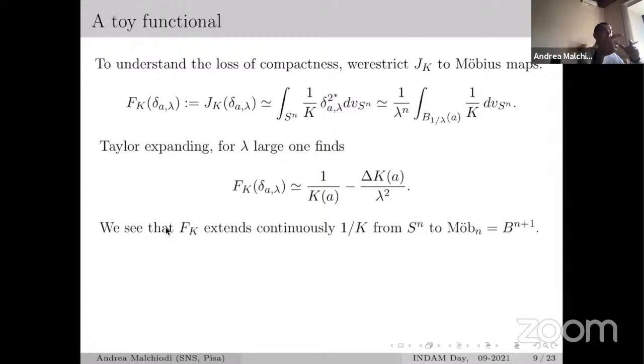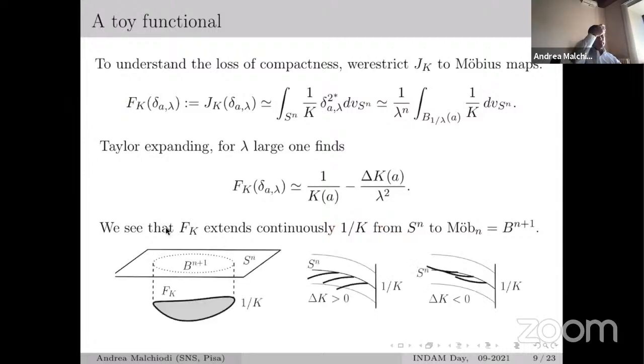Since Möbius maps are parametrized by the center of mass, which is in the unit ball in n+1 dimensions, and since when the bubbles are exploding, so when λ goes to infinity, the center of mass is approaching the boundary of the ball, we can think of this toy function as an extension of the function 1 over k, which is only defined on S^n, to the interior of the ball. You can describe this extension when you approach the boundary radially. We saw that when you approach radially the boundary, this toy function behaves like 1 over k. By this Taylor expansion, if the Laplacian of k is positive, it means that you are approaching it with increasing normal derivative. But when the Laplacian is negative, you are approaching it from above with decreasing normal derivative.